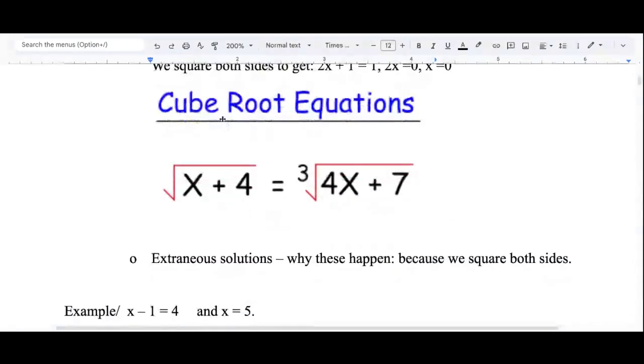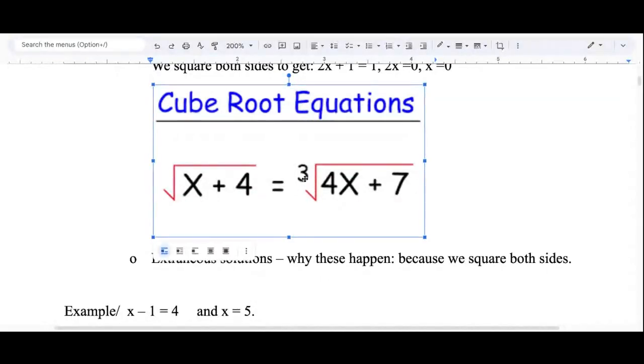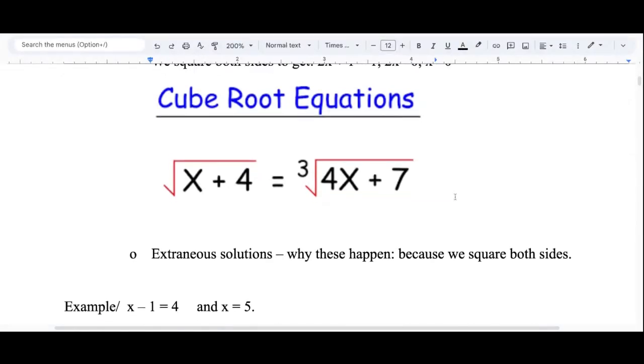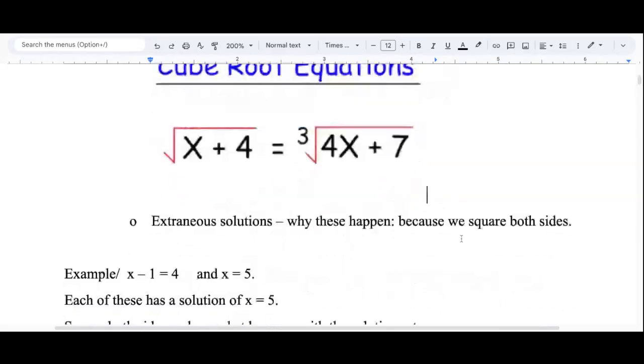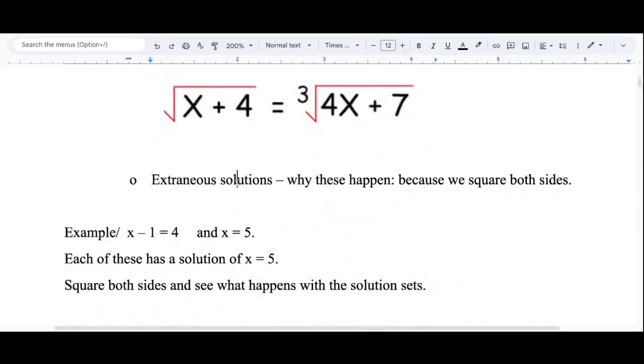Now let's see this one. This one involves a cubic root, right? So the index for this one on the right-hand side is 3. So the cubic root of 4x plus 7. This is still a cubic root equation. And something we will encounter is called an extraneous root or extraneous solution.